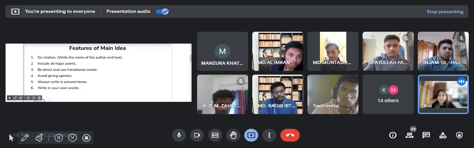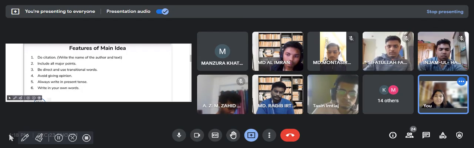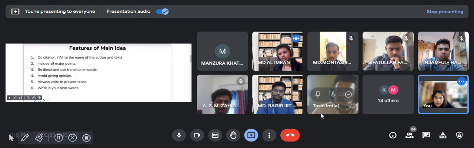So you have to write the name of the text first and the name of the author. Let's say, Significance of Money is the name of a text. So Significance of Money, written by Mr. X or Y, talks about, or maybe describes, reflects on, highlights, says, or presents. Okay, and then you will write the first main idea. Is that clear, class? Yes, ma'am.